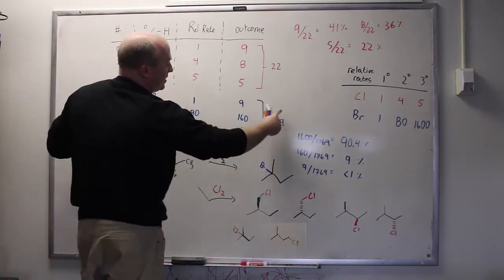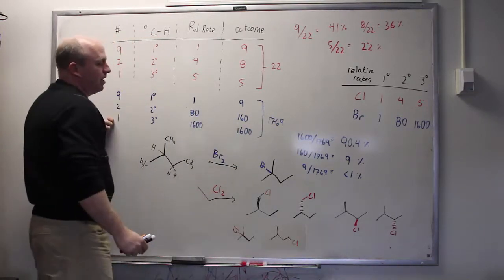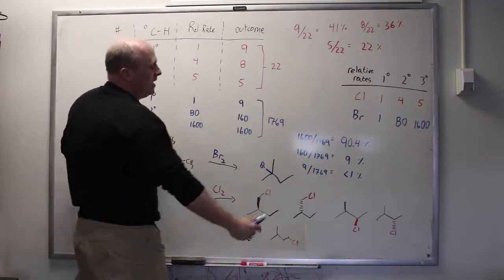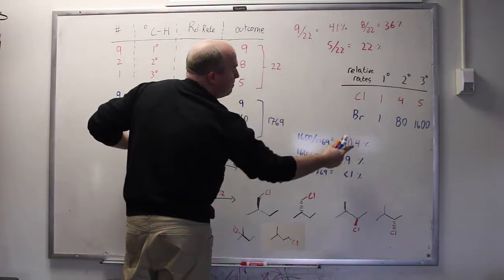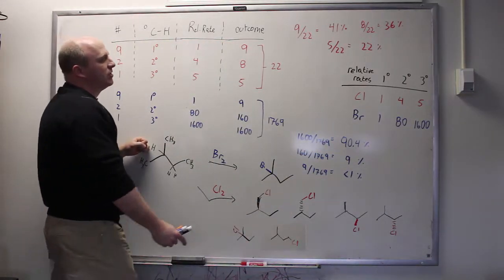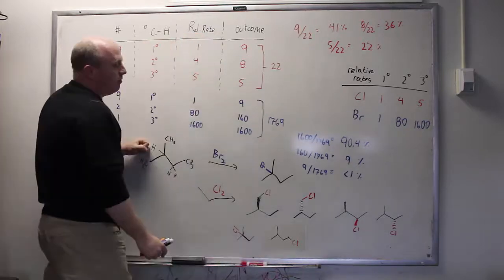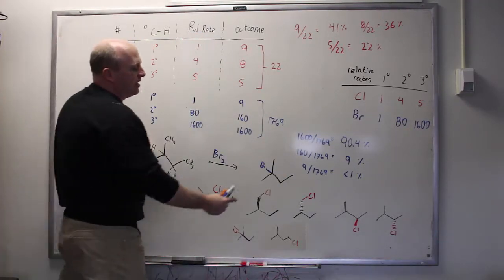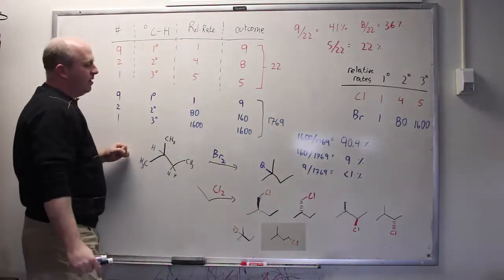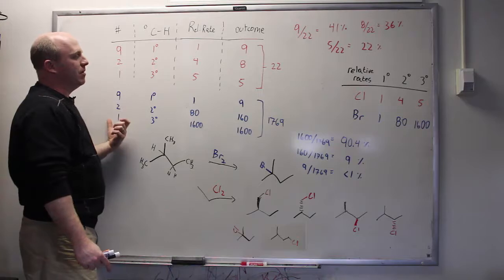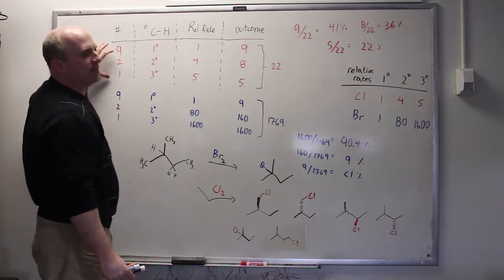In other words, of the 1769 potential products that you make, 1600 of them are at the tertiary position, which means you are going to fish out 90+% of the tertiary material. That is synthetically useful in a way that none of this is. Likewise, the second most common thing that you make is going to be the secondary position. You essentially make none of the primary position. Again, this is a very selective reaction with the bromine. It is almost completely non-selective with the chlorine.